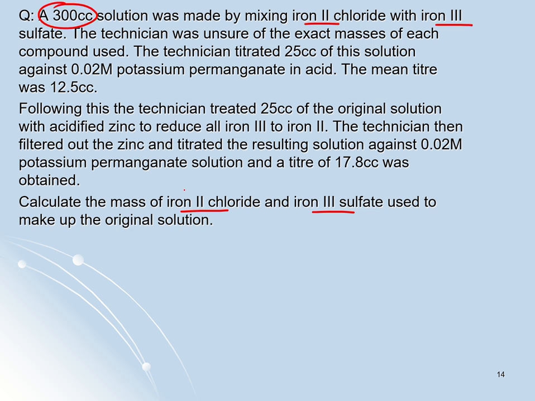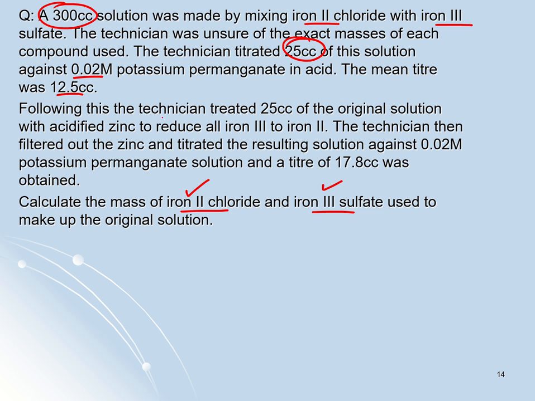One will allow us to work out how much iron 2 chloride was in it, and the other will allow us to work out how much iron 3 sulfate was in it. So let's look at the first one. We took 300 cubic centimeters of the solution, and from that we took out 25 cubic centimeters, titrated against potassium permanganate, and we got 12.5 as our mean titre.